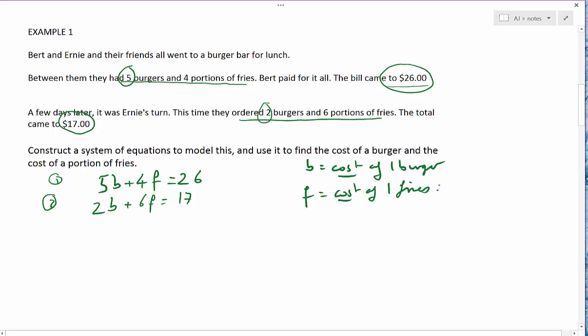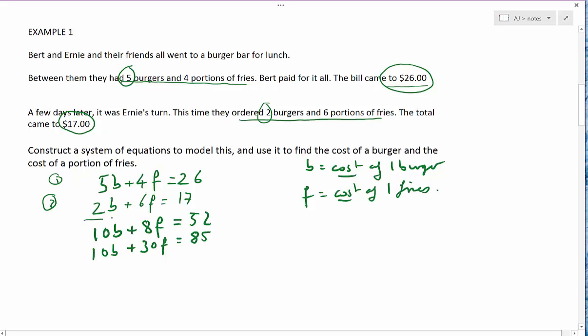Okay, now the interesting thing about solving this is that both of these expressions 1 and 2 are independently true. So if Bert instead hadn't bought 5 burgers and 4 fries, what if instead he doubled that order and bought 10 burgers and 8 fries, well, it would have cost him twice as much. So that would have been $52. Similarly, if Ernie hadn't bought 2 burgers and 6 fries, what if he'd done 5 times that much? Well, he'd have bought 10 burgers and 30 fries, and 5 times 17 is $85.